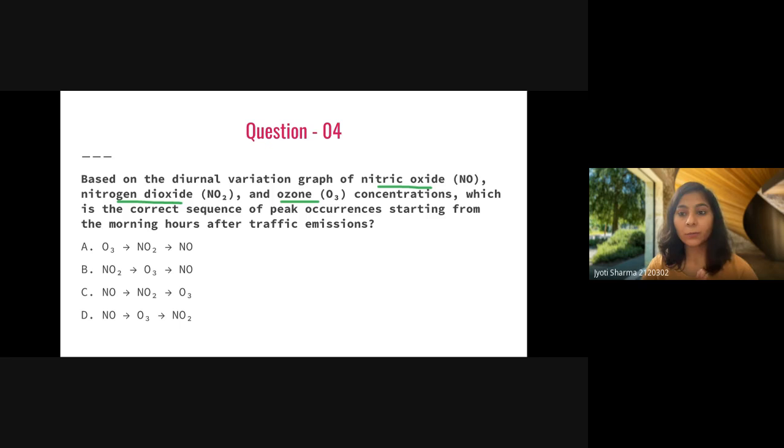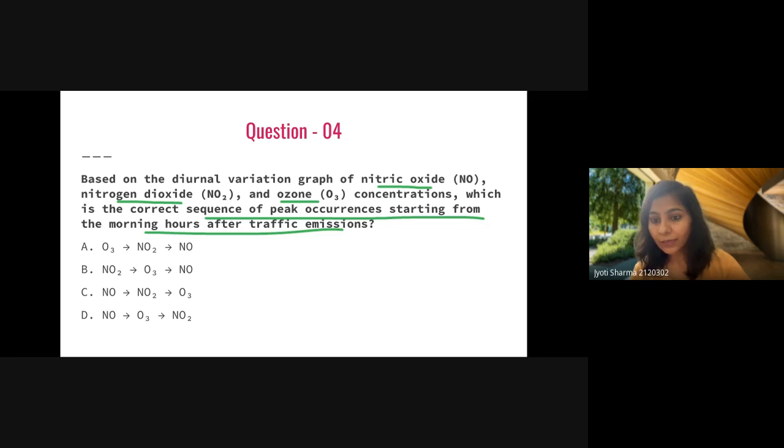You have to tell me the sequence. So I have four options here: ozone, then nitrogen dioxide, and nitrogen oxide, and another is nitrogen dioxide, ozone, nitric oxide, nitrogen dioxide, ozone, and likewise. So can you tell me what should be the sequence of releasing the gas whenever we are running any vehicle since morning time? What should be the sequence? So the correct sequence of peak occurrence starting from morning hour after traffic emission.